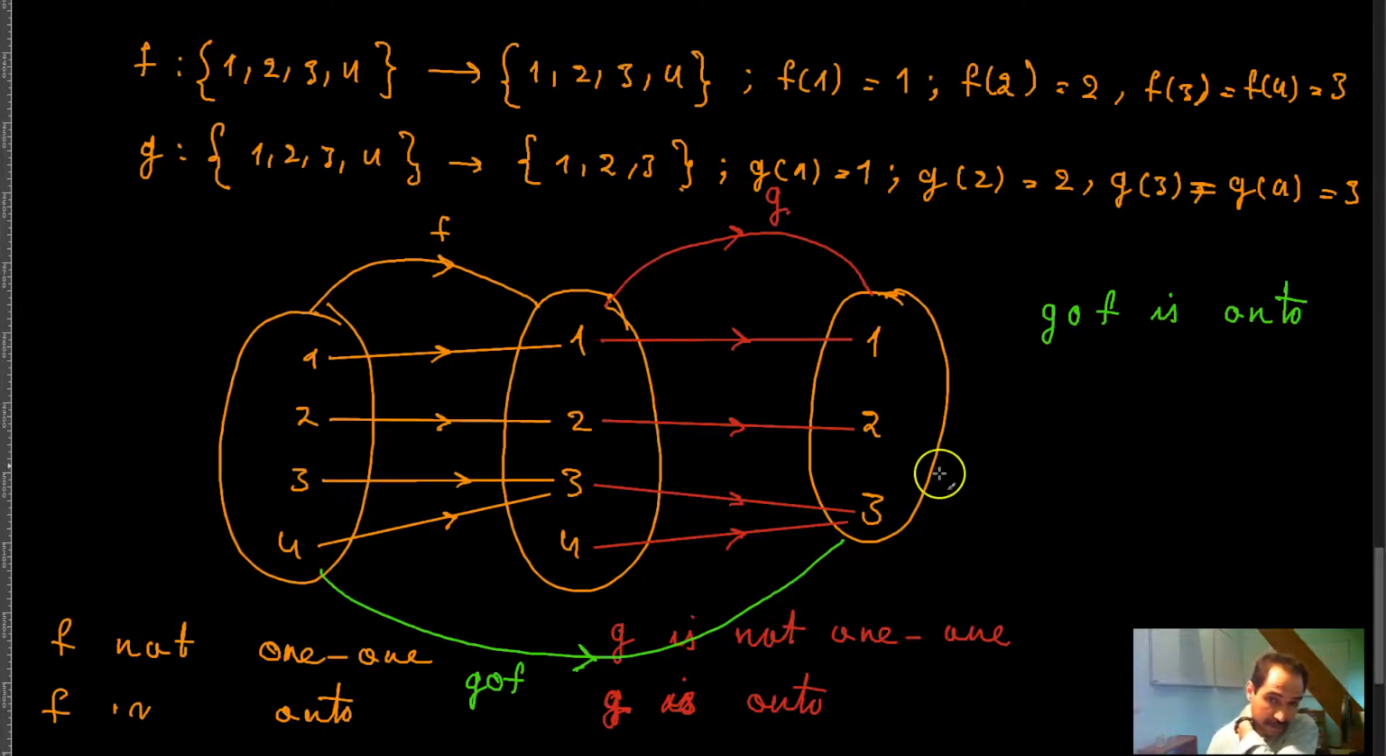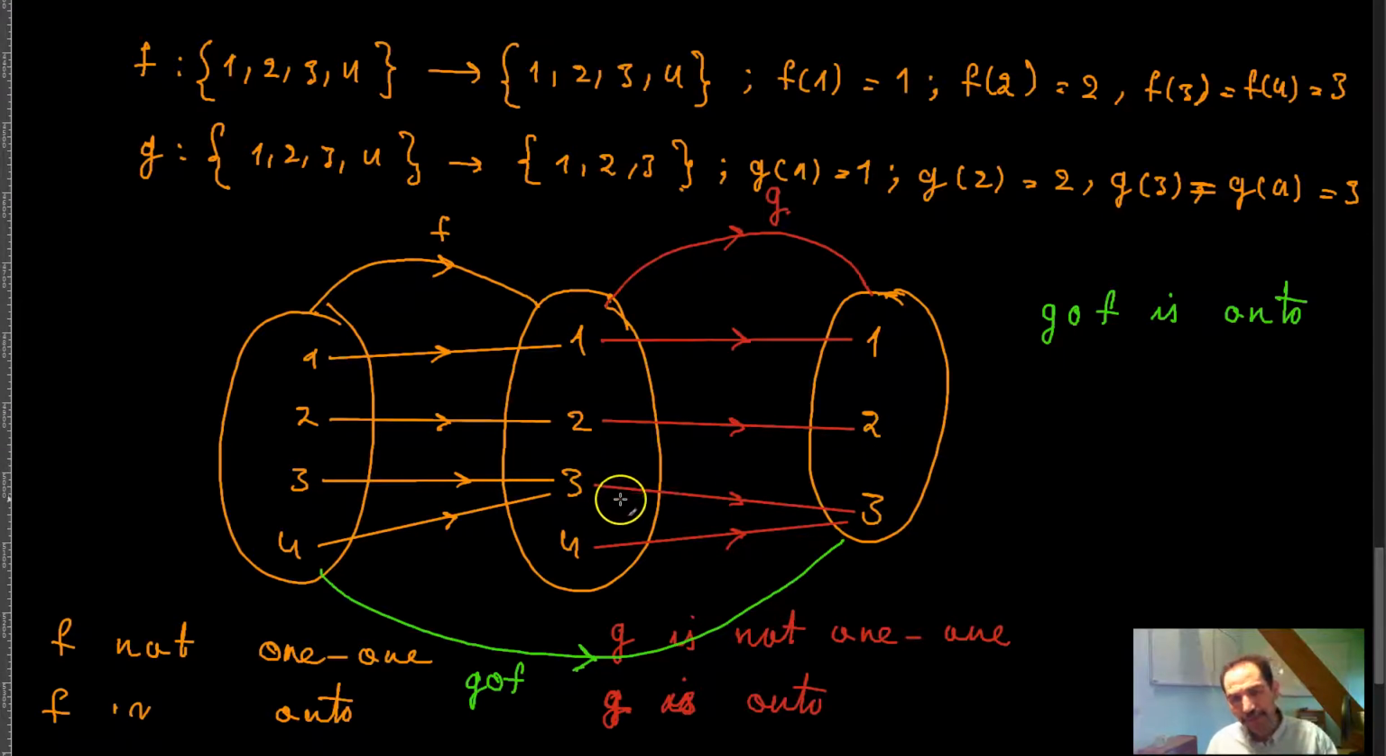Because it goes from this set to this set, and all the elements of this set are the images of some element in the domain of the function. And as you can see, f over here is not onto, but in spite of that, g∘f is actually onto. So it can be seen that g∘f is onto, but f is not onto.